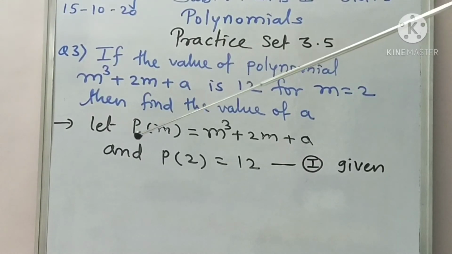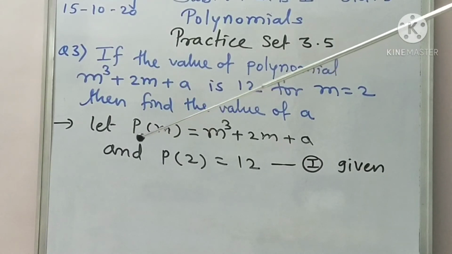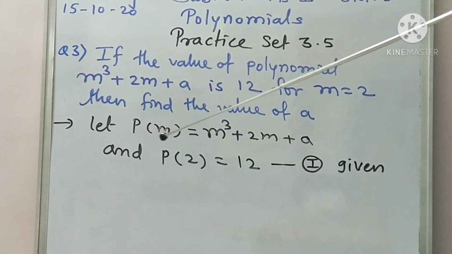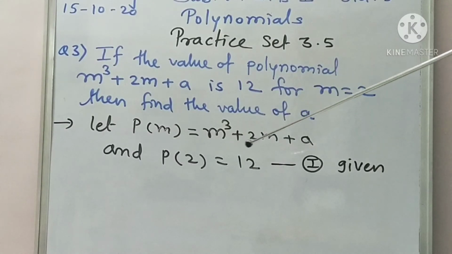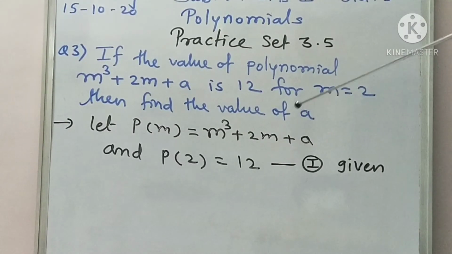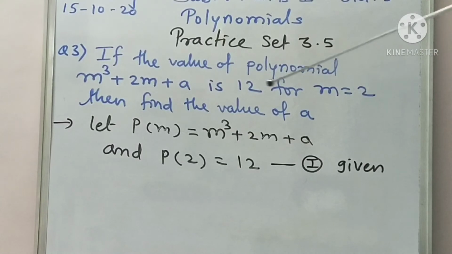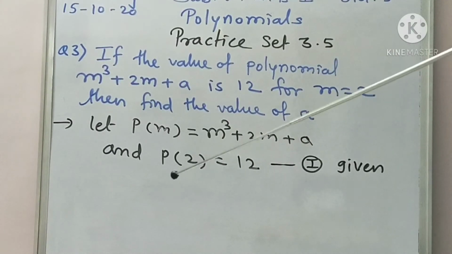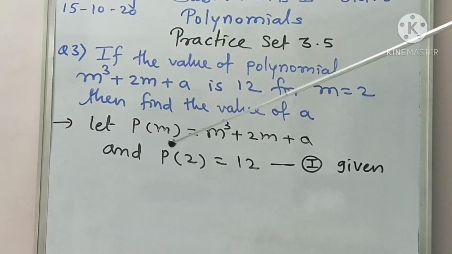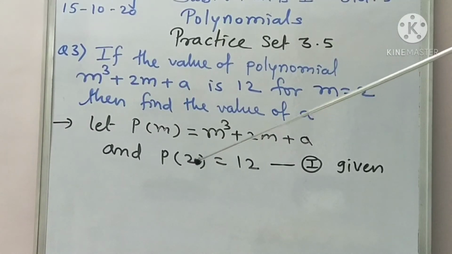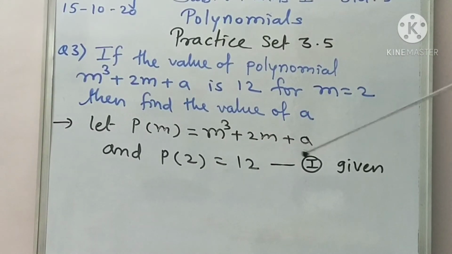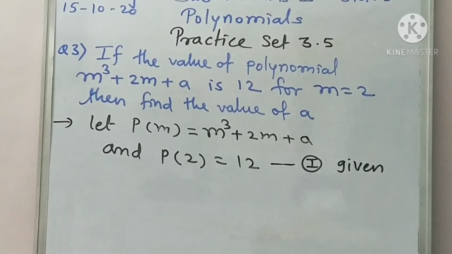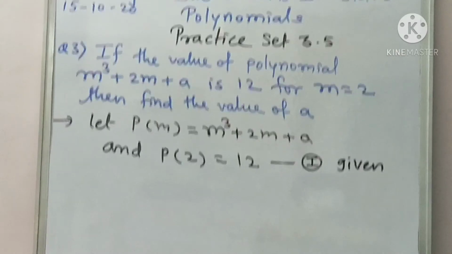So here we write the polynomial, assuming it as p of m, as m cube plus 2m plus a, and for m equal to 2 the value of the polynomial is 12, means p of 2 is 12. So what we do here, students, is put the value of m as 2 and compare it with 12, and then we find the value of a. Pay attention over here to how we solve it.